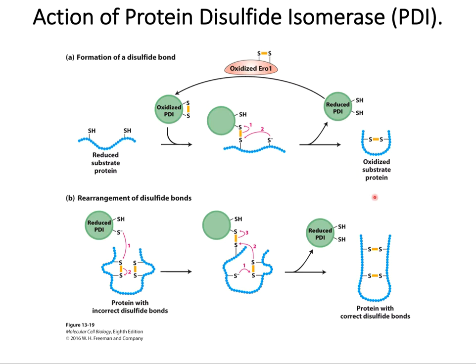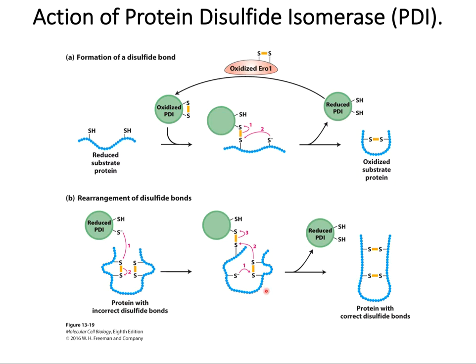The PDI disulfide bond is regenerated by electron transfer to ERO1, which is also an ER luminal protein and helps in regeneration of the PDI. The red arrows right here show the electron transfers between the thiols. So that's the formation of a disulfide bond in a nascent polypeptide chain.